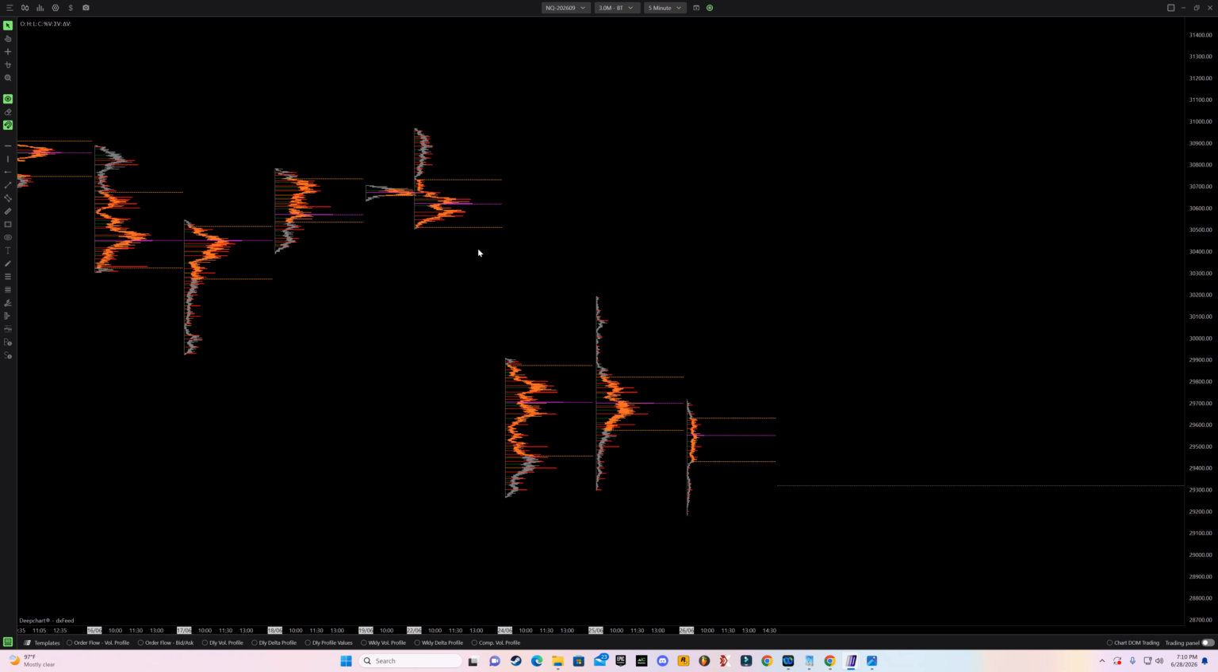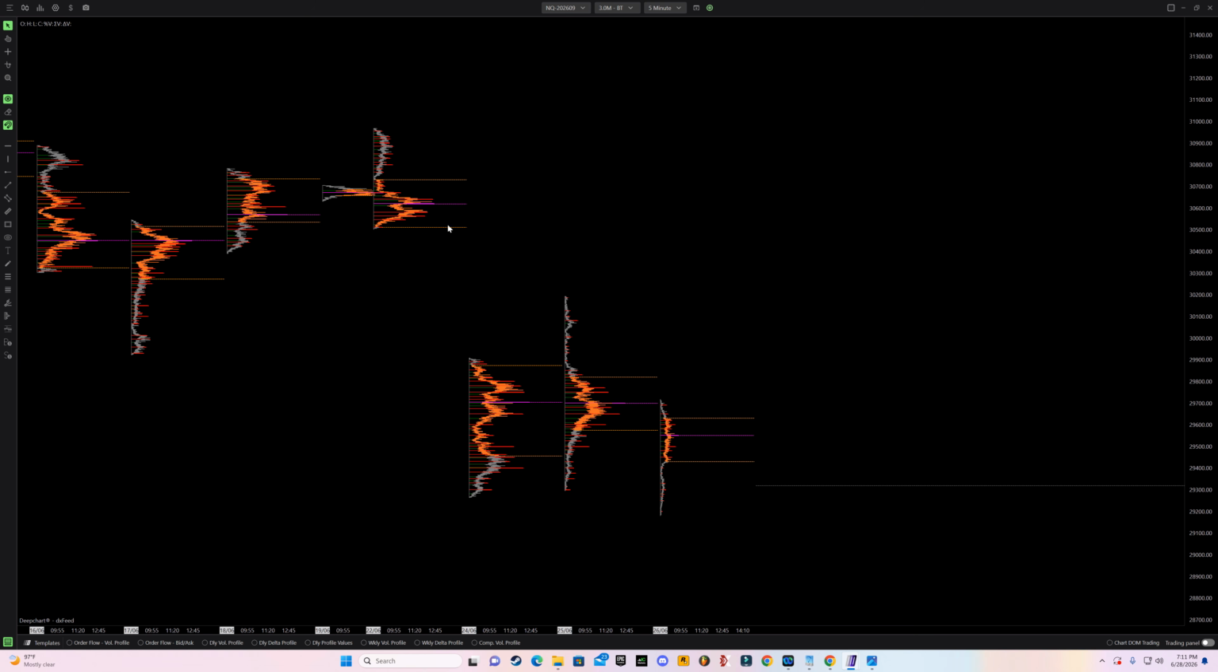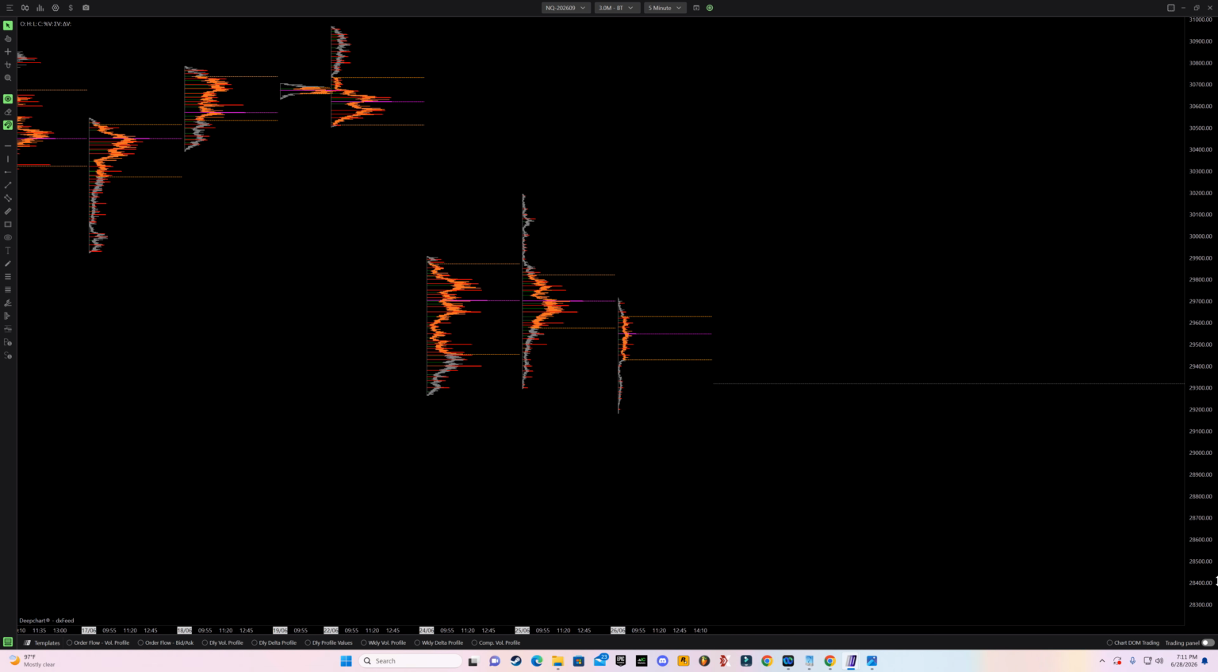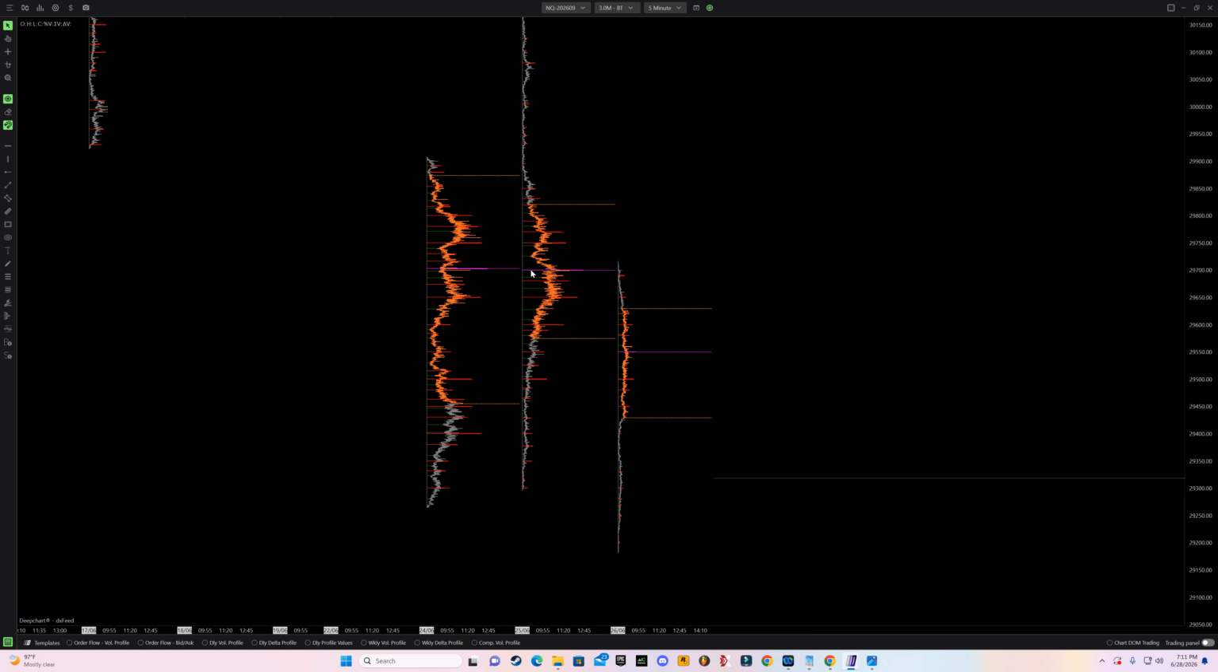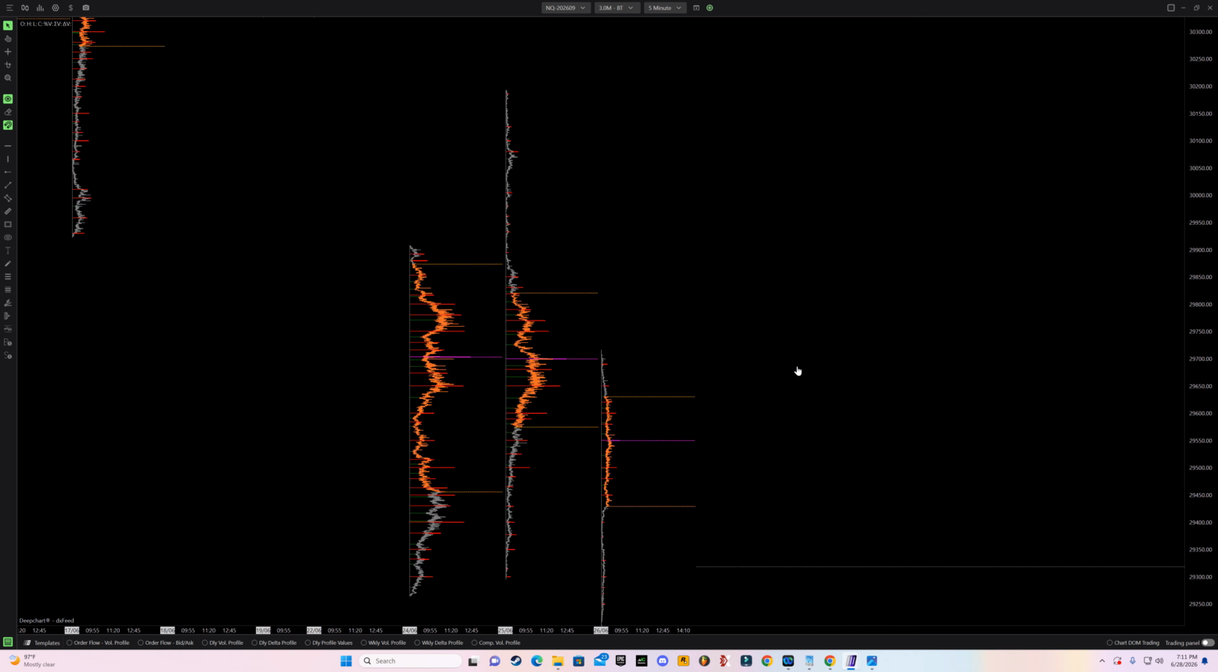So if you look at it from over here, let's say this is Monday. Monday's point of control is lower than this. On Tuesday, the value is here, right? So we have the new week opening gap or whatever this gap is, right? And then on Wednesday, we have it even lower. If you look very closely, you can see the point of control is lower than the previous day.